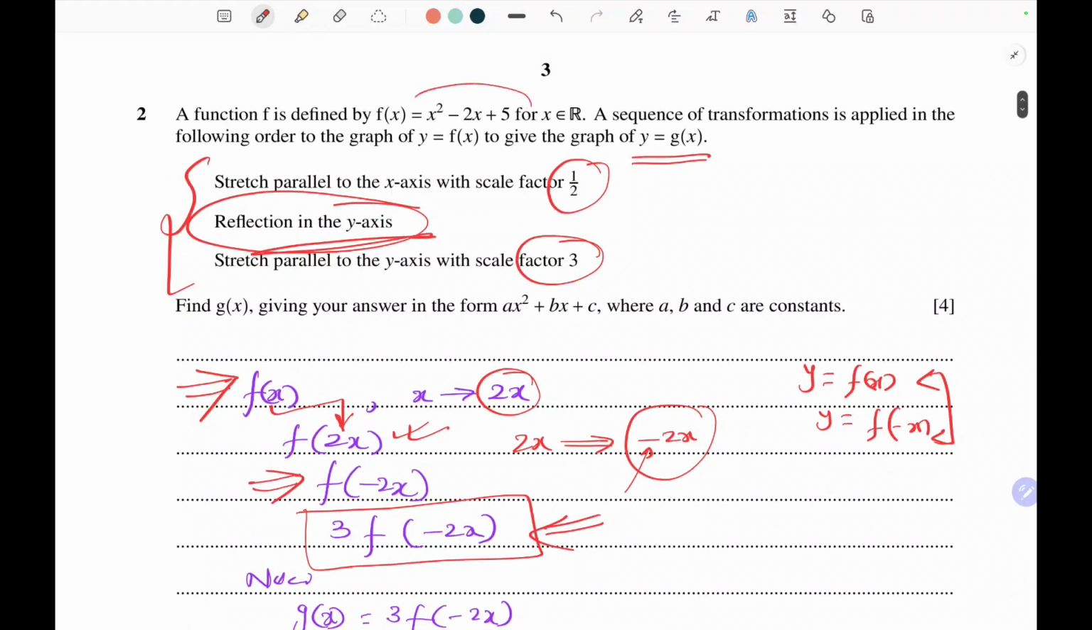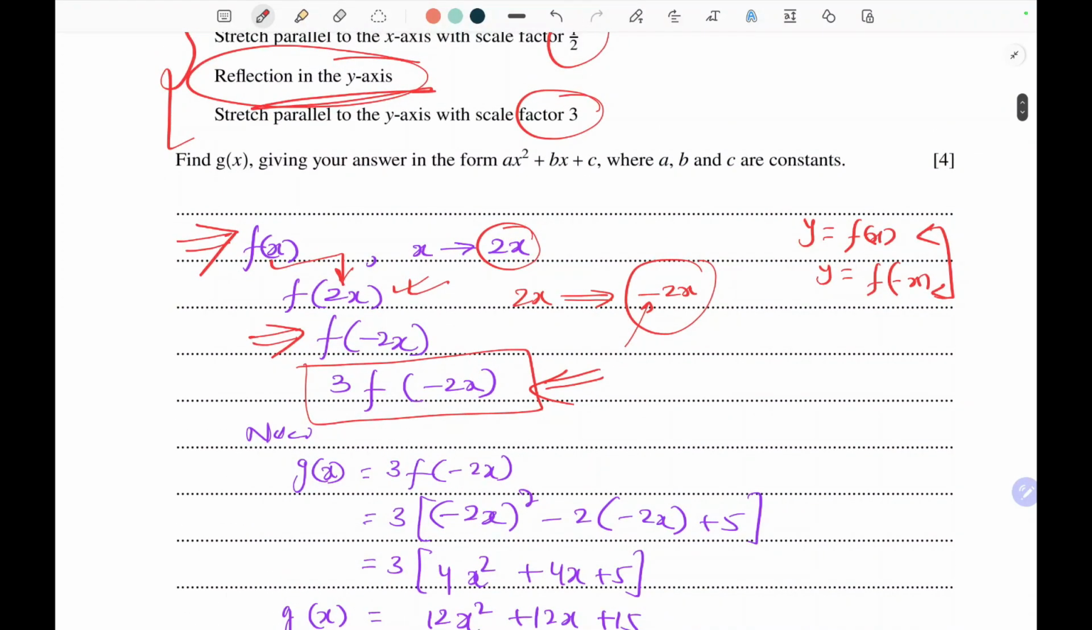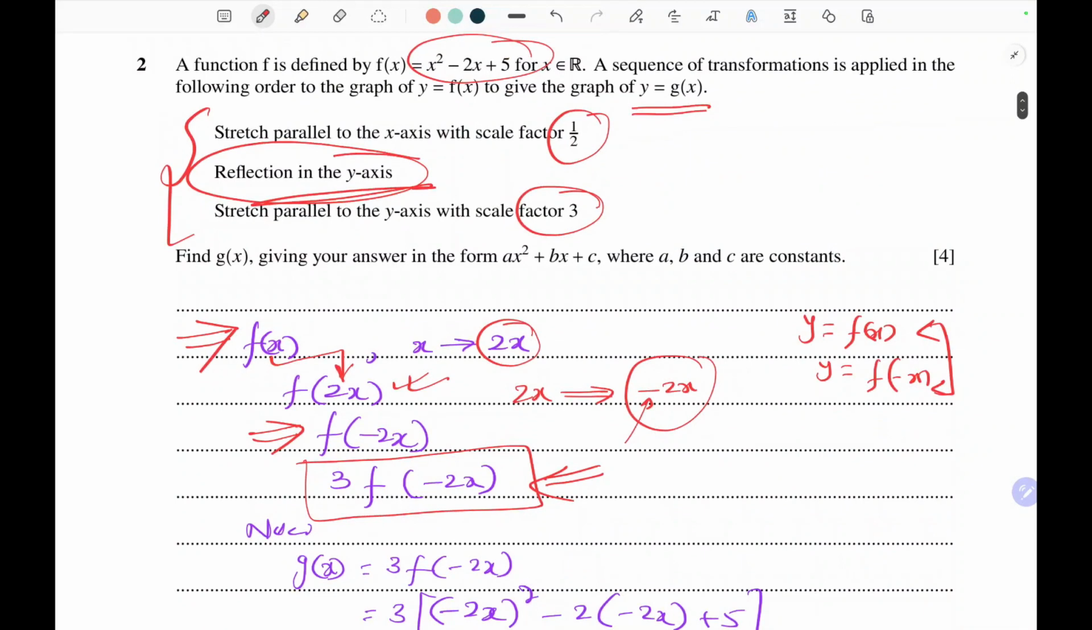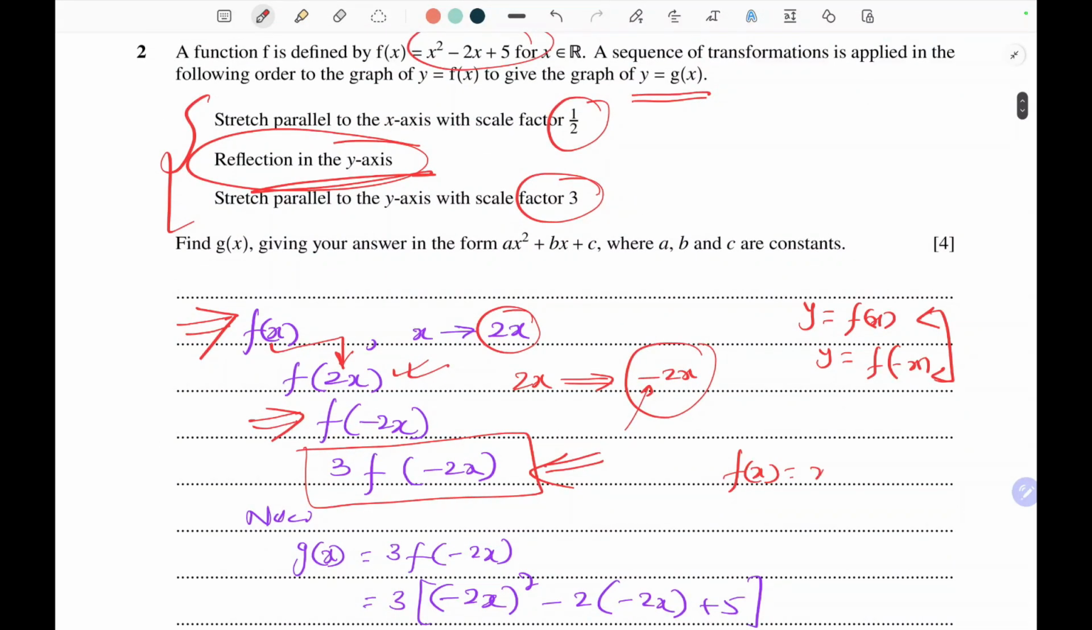Now f(x) is x squared minus 2x plus 5. So 3 times f(minus 2x) will be what? In this case, finally, here we have f(x), which is x squared minus 2x plus 5.